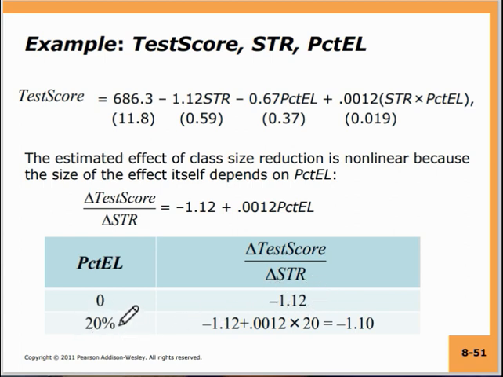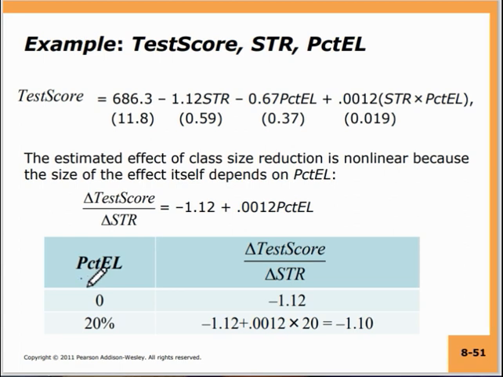When your percentage English learners is 20%, now notice that in the previous case percentage English learners was a dummy variable. It just took a value of 0 or 1 when we took high EL. Okay, here percentage English learners is a continuous variable, so it is changing from 0 to 20%. You could also look at other values such as 5% or 15% or whatever it is. But for a value of 20%, you just multiply 0.0012 by 20 and add it to minus 1.12, and you get minus 1.10.